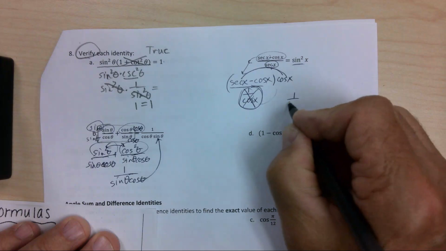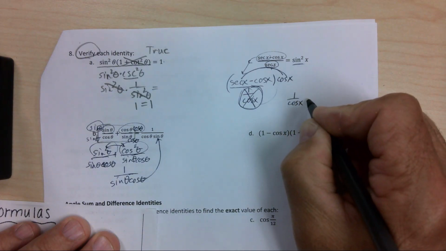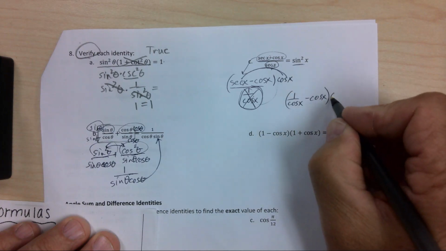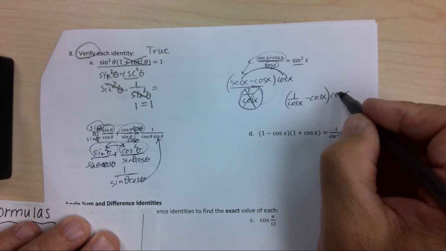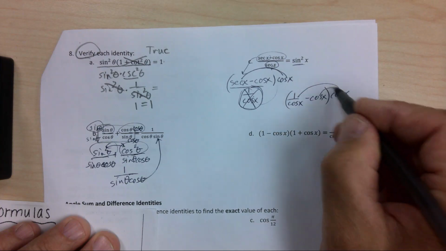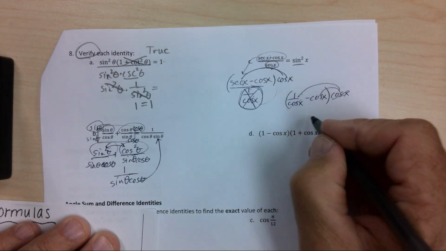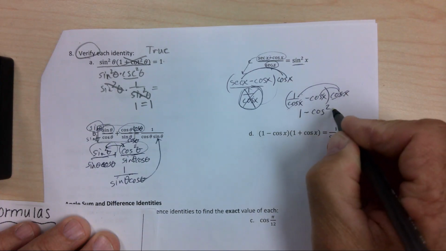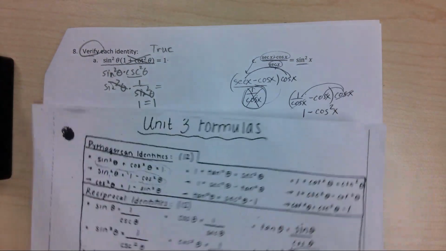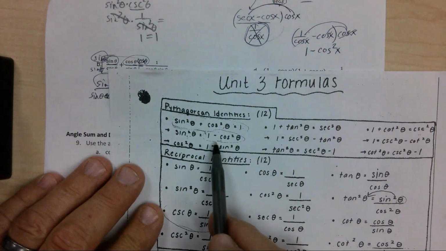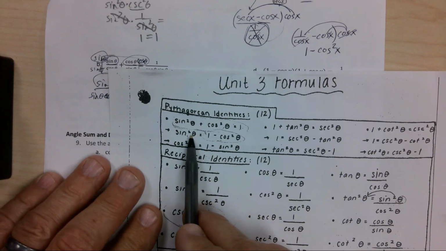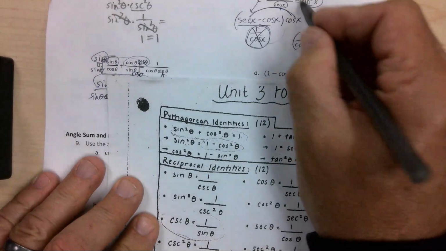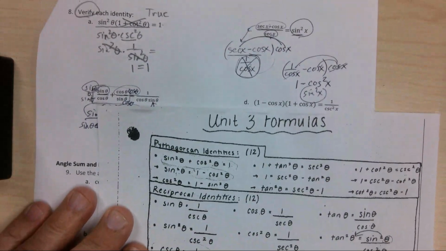And so now this, I'm going to do times this, and remember what secant is. Secant is 1 over cosine of x minus cosine of x times cosine of x. Distribute, distribute. Well, this times this, they cross reduce. So I get 1, this times this, minus cosine squared x. And we can see that 1 minus cosine squared x does indeed equal sine squared x. So this equals this. We verified it.